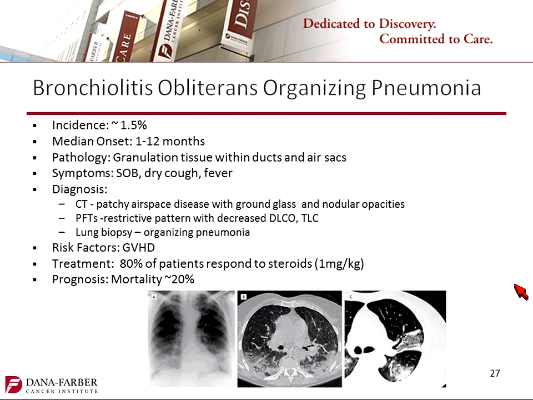BOOP is in the differential for this man, as it occurs from 1 to 12 months. It's usually granulation tissue within the ducts and the air sacs. It's shortness of breath, dry cough, fevers. The CT can have patchy airspace disease, but the lung biopsy shows organizing pneumonia. And for treatment, 80% of patients respond to steroids. So actually in him, when we were deciding on what it was, he never made it to biopsy. He just had rapid progression of his disease and died despite high doses of steroids.